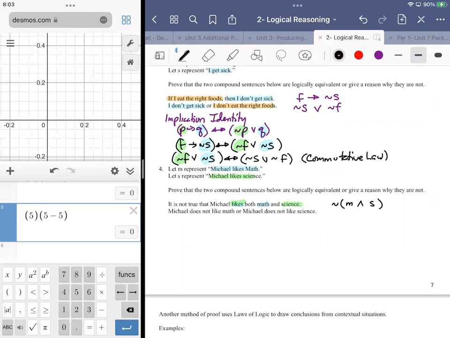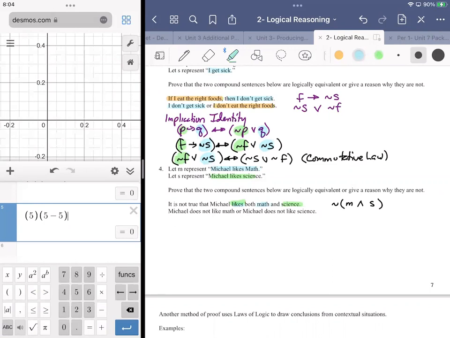Right? The issue with this one is nobody speaks that way. In fact, people are more inclined to speak the way the second sentence is represented. Michael does not like math or Michael does not like science, but even people aren't going to speak that way either. They're probably going to say something like, Michael doesn't like math or science. Right? But then it's a question of, well, which one does the not like part apply to? I mean, contextually, it would make sense that it applies to both, but there's always that gray area.